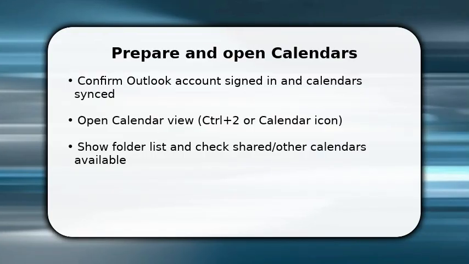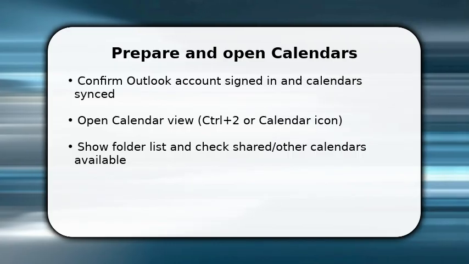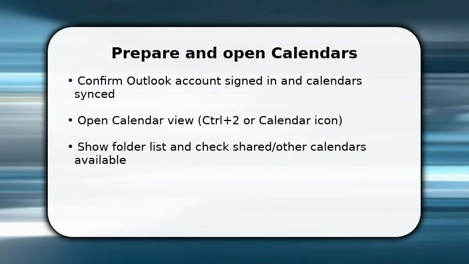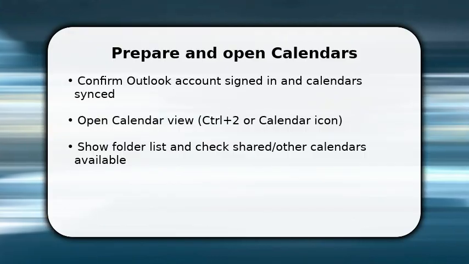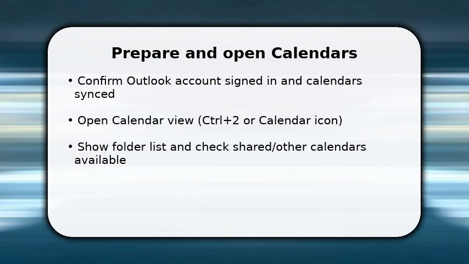You start by ensuring your account is signed in and calendars are syncing. This avoids missing entries. Once done, open Outlook's calendar view using the calendar icon or Ctrl+2 so you're in the right workspace. Make sure the folder pane is visible and scan for My Calendars, Shared Calendars, and Group Calendars. This first step gets everything in sight and ready to add. If a calendar is missing, check the account permissions now so you don't stall later.